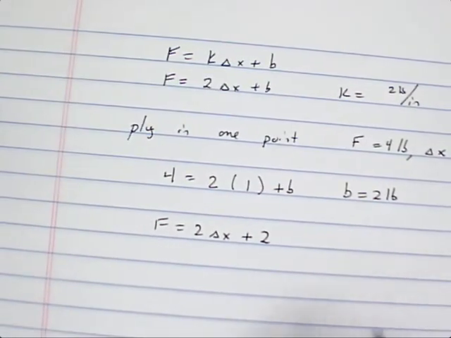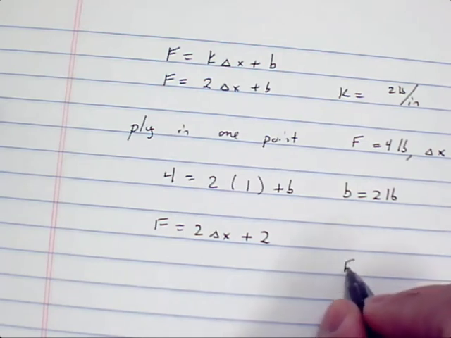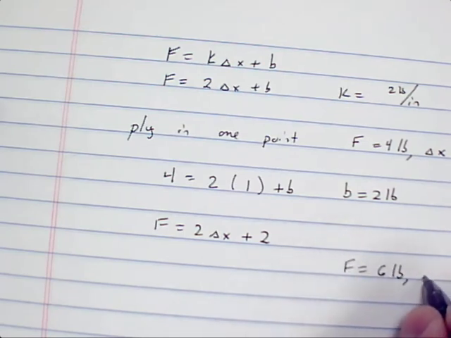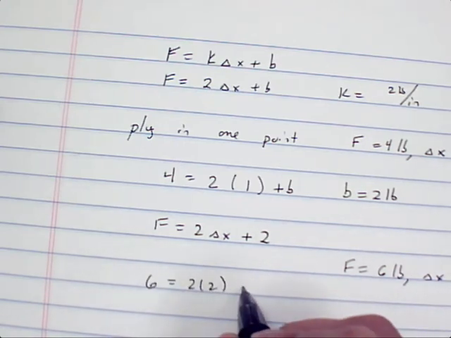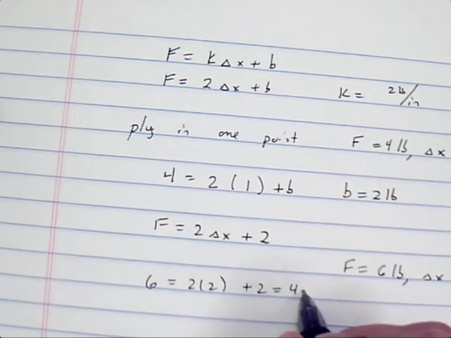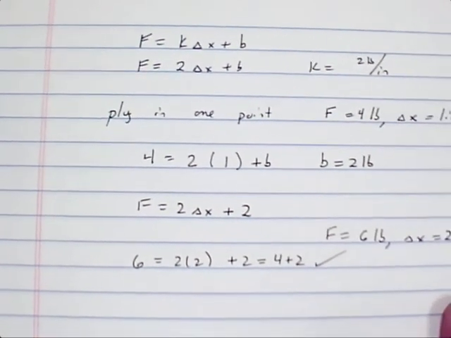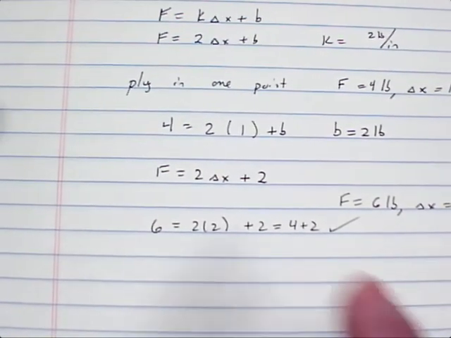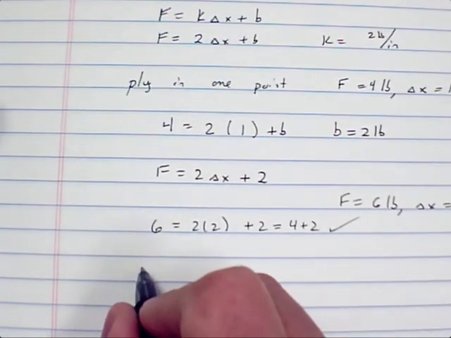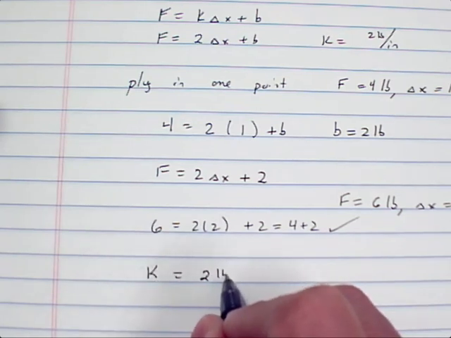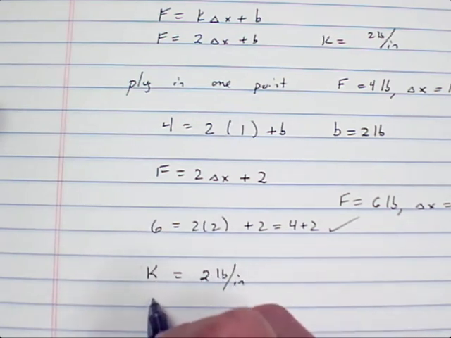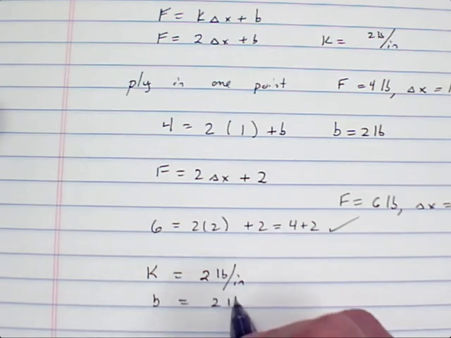For a check, we can check the other data point to see if it was right. We had F equals 6 pounds and delta x equals 2 inches. So we have 6 equals 2 times 2 plus 2, which is 4 plus 2, which works. What does this tell us? This tells us that the spring constant K is 2 pounds per inch, and it tells us that there was an offset of 2 pounds.